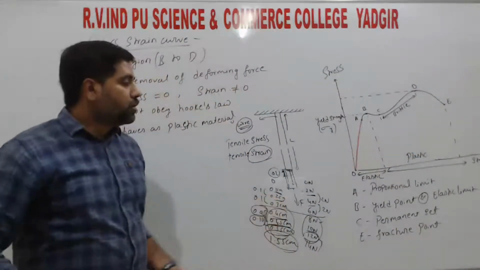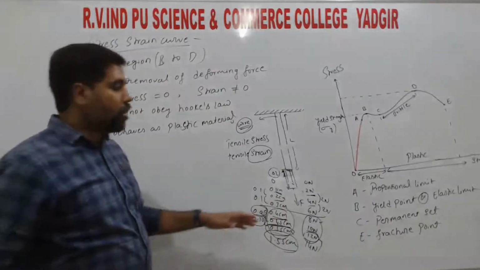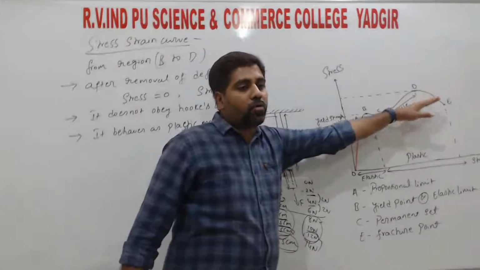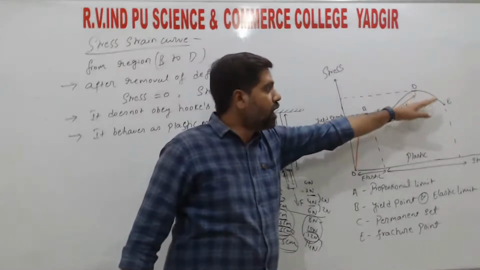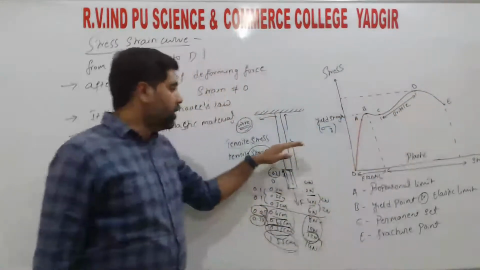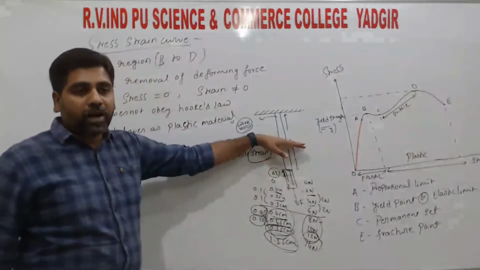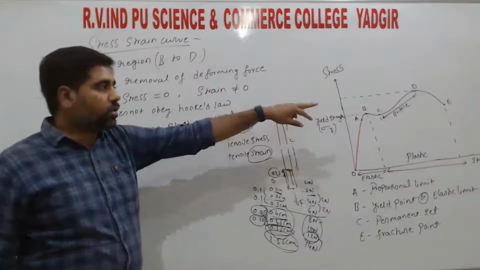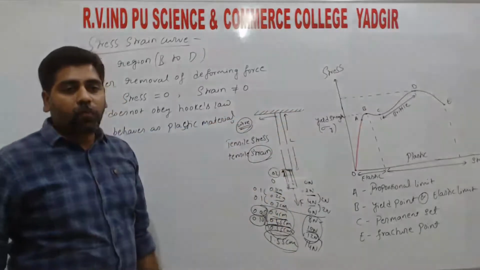So after we apply the force or load beyond the point D, if we apply force after this point D, what happens? There will be a fracture in the wire. So fracture is nothing but the breakdown. So the wire gets cut. So that point is the fracture point, right?